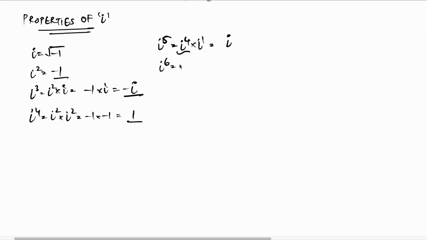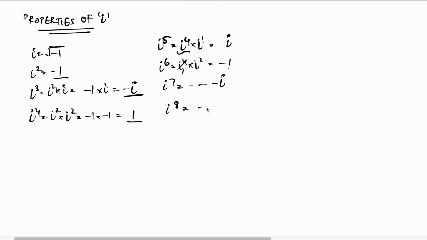Similarly, i raised to 6 can be split up as i raised to 4 into i squared. Since i raised to 4 is 1, i raised to 6 is the same as i squared, which is minus 1. Similarly, i raised to 7 is the same as i cube, which is minus i.